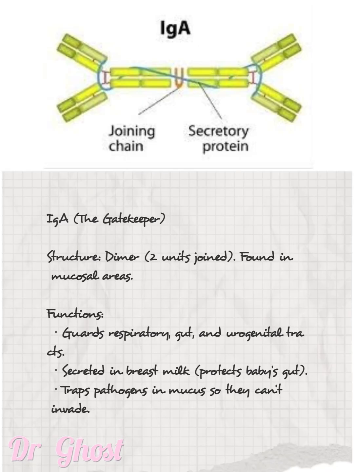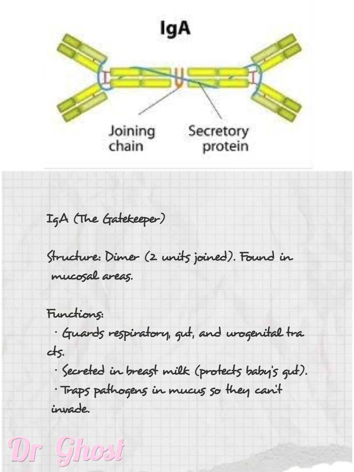Okay, now we look at the IgA, aka the gatekeeper. It is called the gatekeeper because it's mostly found in the mucosal surfaces, as I've written on the notes. Just take a moment and review what I've written. But one of the most unique functions of the IgA is that it's found in breast milk and it protects the baby's gut, which is super awesome, right? Just to make sure you don't get it mixed up, IgA is found in breast milk and IgG crosses the placenta.